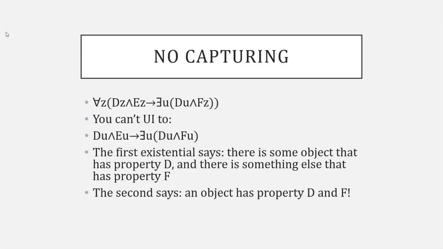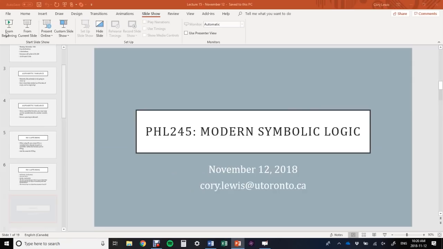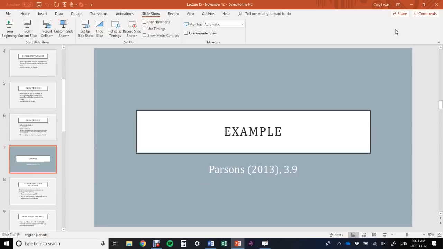Okay, so we've seen this no capturing rule with universal instantiation. We've seen it with existential generalization, and now it also applies to alphabetic variance. So you can't do this. When you're doing AV, you're not allowed to do it here either. However, AV can help you get around this problem. So here's an example from the textbook.